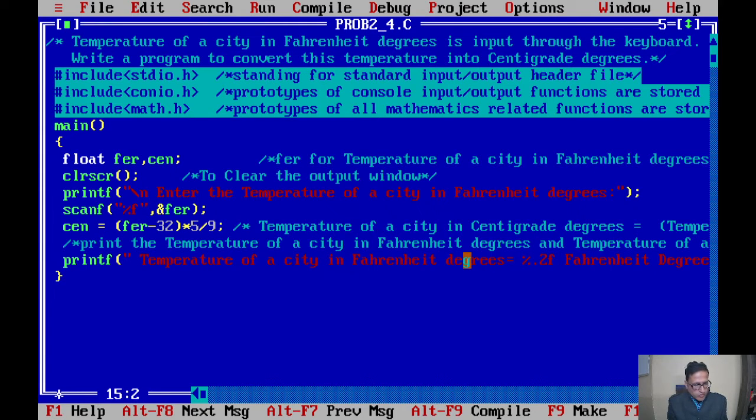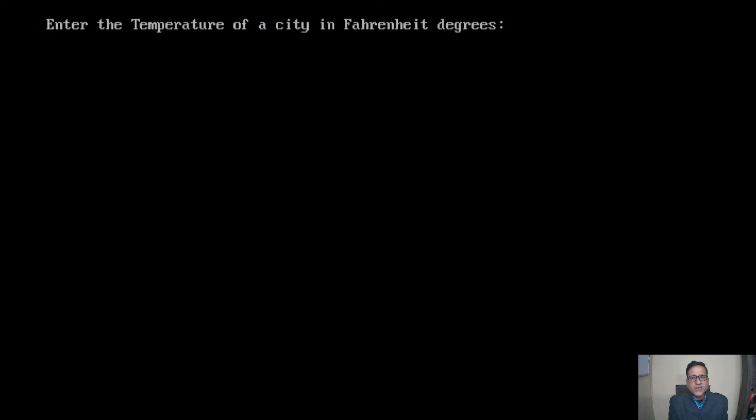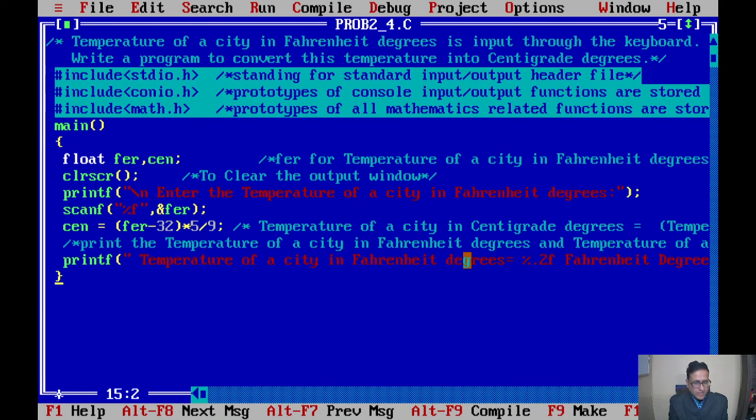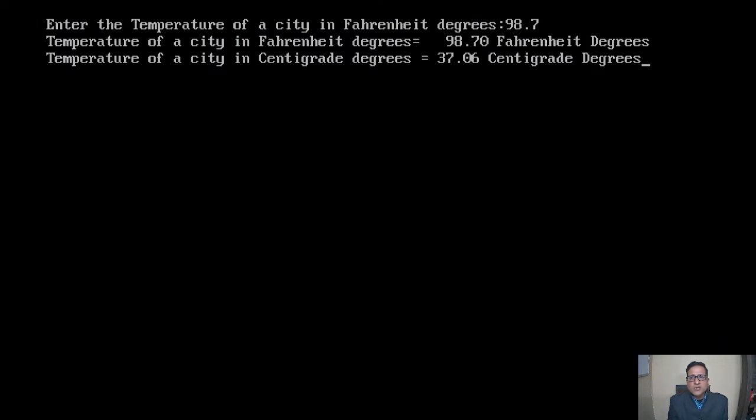Let's try to compile it. Press Ctrl plus F9. It asks us for the temperature, 92.7, we can put anything here and check the output. You know that generally 98.6 degree is the normal, and in degree Celsius it is 37 centigrade degree approximately. So also this program successfully ran.